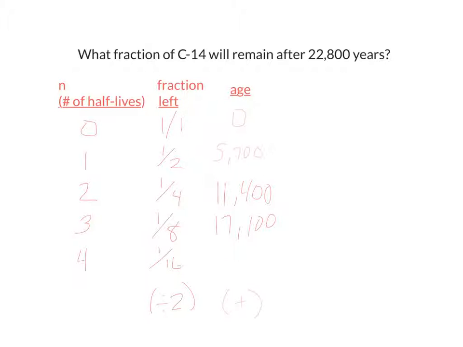And now when we add 5,700 to our 17,100, we get 22,800 years. So what this is telling us here is that the answer to our question is going to be 1/16. That's the fraction left after 22,800 years. Okay, so those are some questions dealing with the fraction.